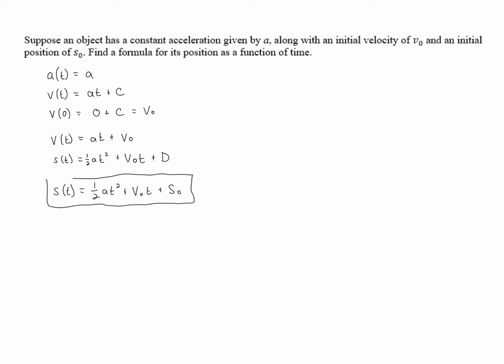And it is actually a general physics formula for a situation where we have a constant acceleration and we know the initial velocity and we know the initial position. And so this is what we get. This is used in many physics classes, and you can use it now. If you know that you've got an object with a constant acceleration and you know the initial velocity and you know the initial position, you can plug those things in here and you've got your position function.